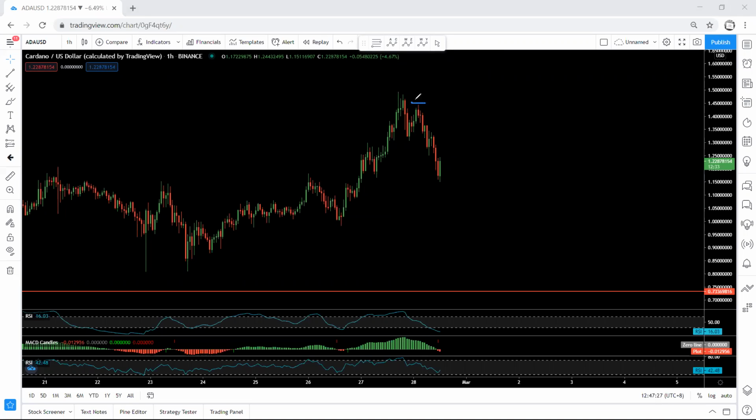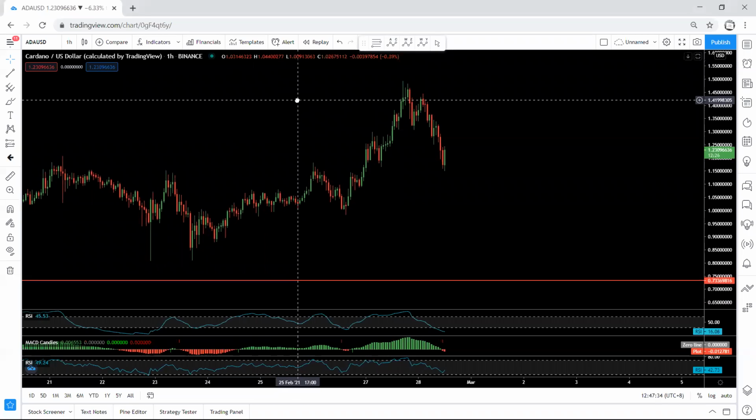And having an entry above here is not valid because of this gap, unless we see any changes. Anyway, we don't have any trade setup right now, and we just follow the chart. If I see any changes or a trade, then I will share.